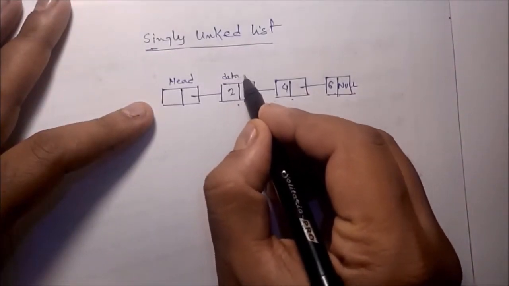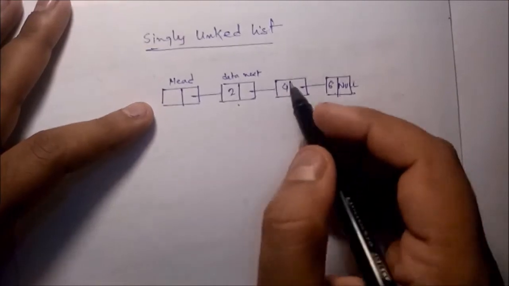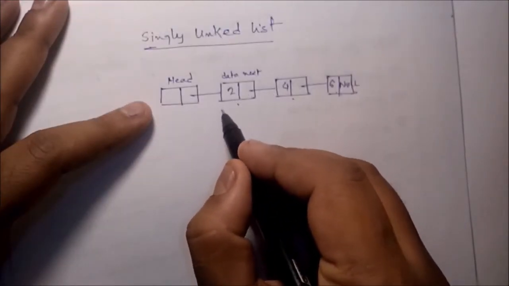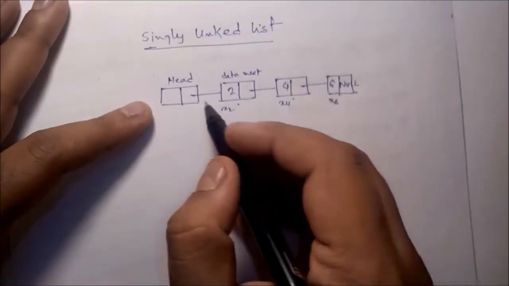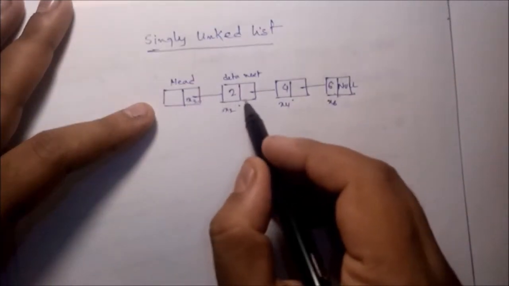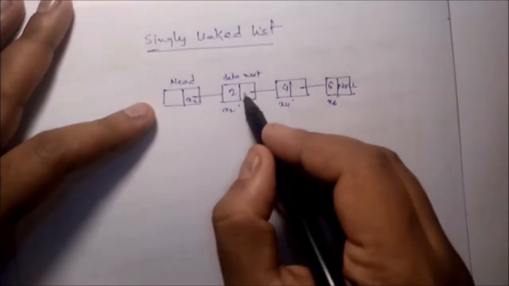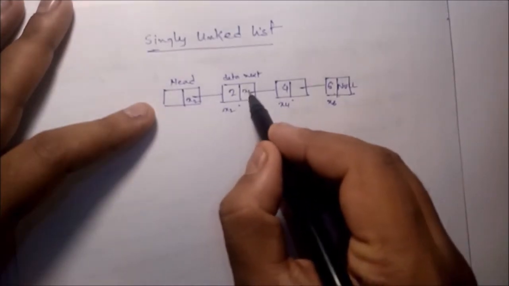Here is the data part and here is the next part. Now assume the address of this particular node is x2. Assume this one is x4. Assume this one is x6. So here you can store the address of the first node, that is x2. Here we can store the address of the second node, that is x4.